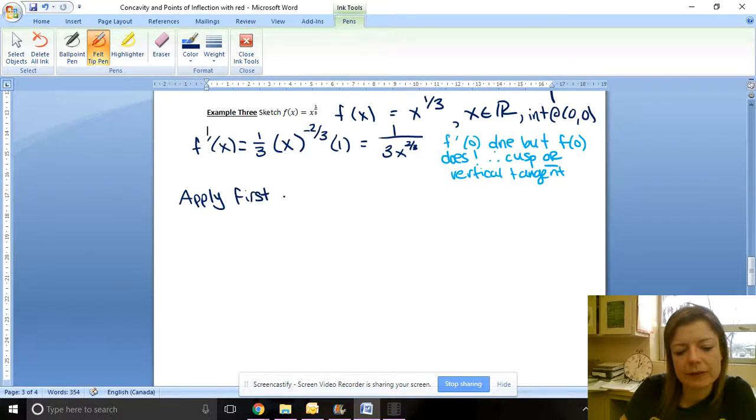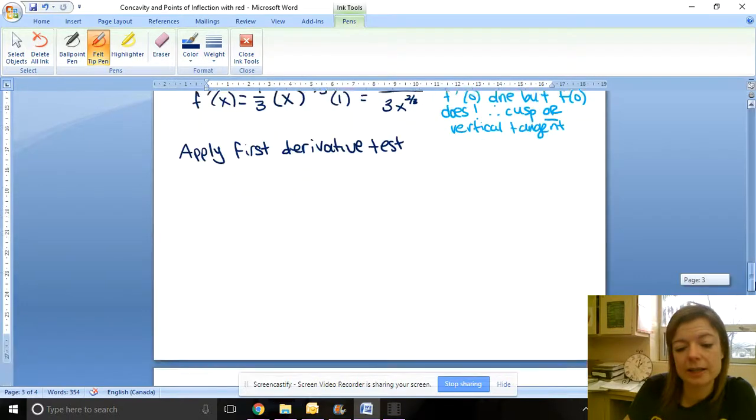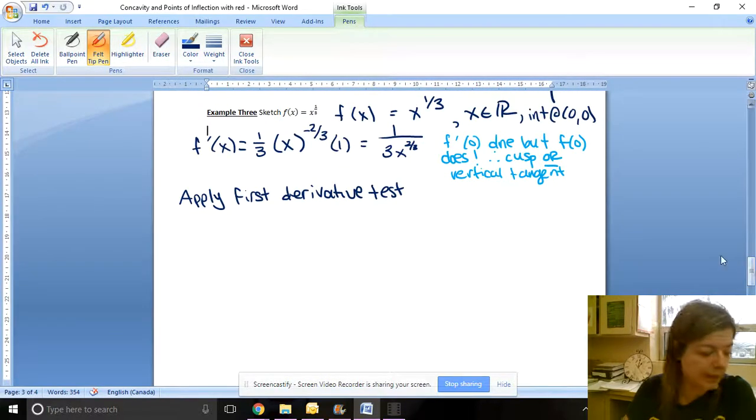Okay, so we're going to apply the first derivative test. And if the function is changing from increasing to decreasing, or vice versa, then that's a cusp. But if it's changing from increasing to increasing or decreasing to decreasing, that's a vertical tangent.